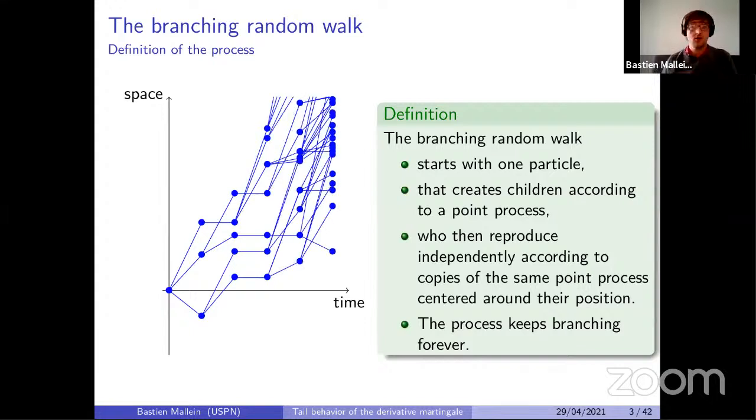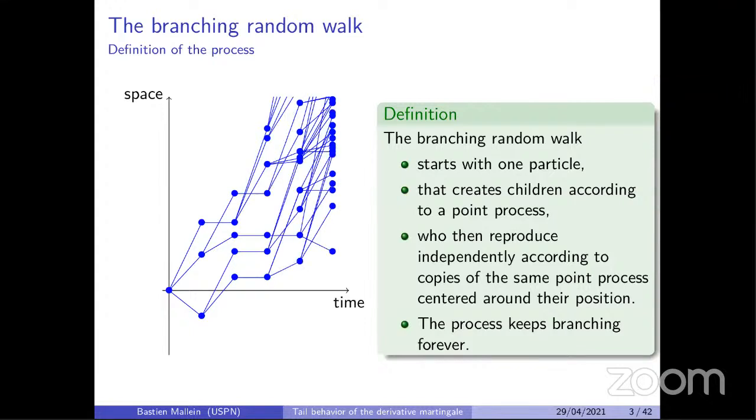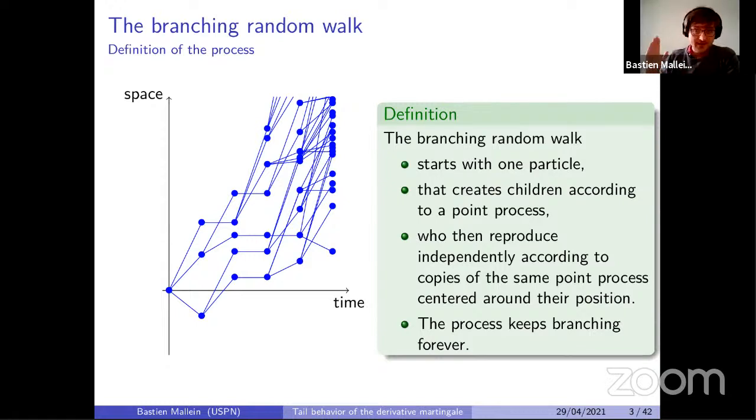So we get a picture like this. In the branching random walks that I'm considering, this process works in discrete time. So at every integer time, the clock ticks and every particle reproduces at the same time, creating new offspring at the same time.